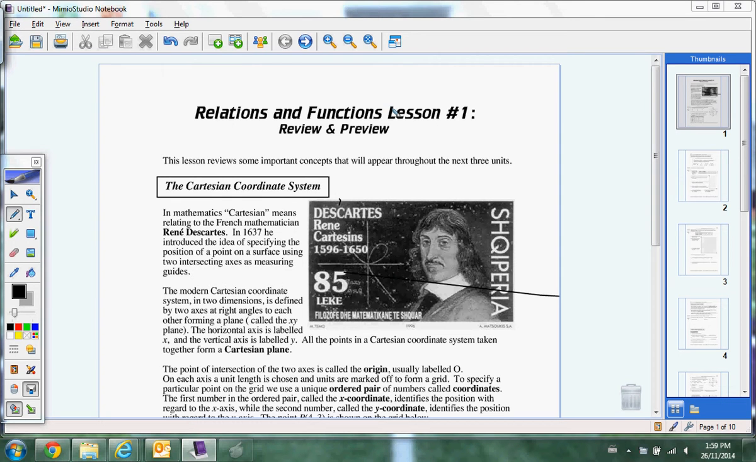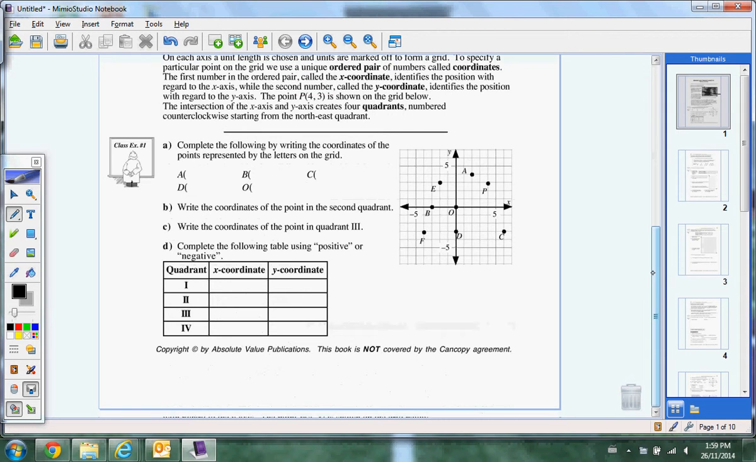So relations of functions, this would be unit 7 for us. Review preview: the Cartesian coordinate system. In mathematics, Cartesian means relating to the French mathematician Descartes. Okay, let's go back up here.